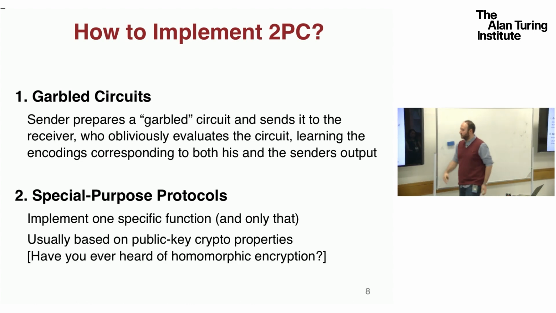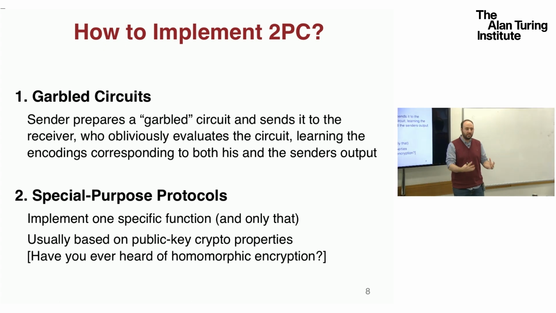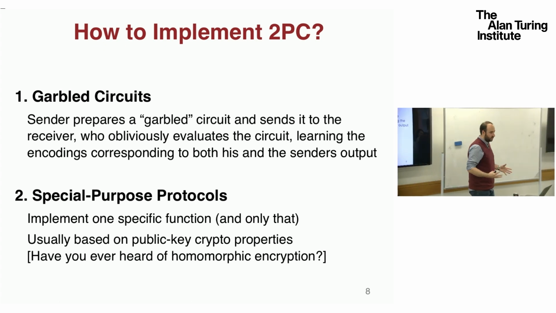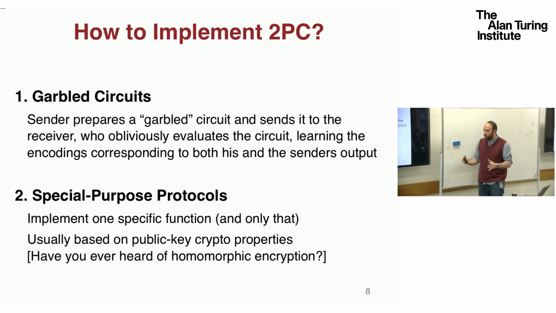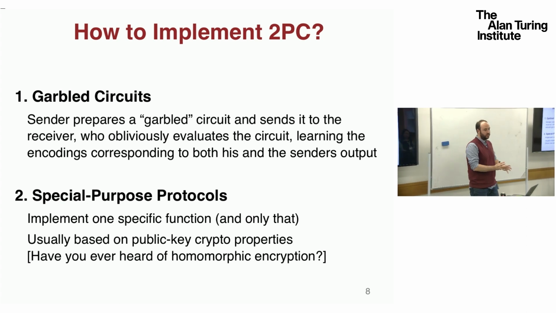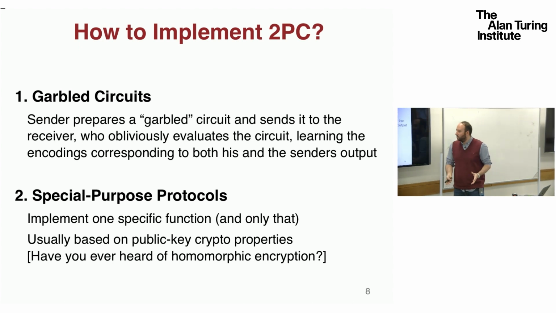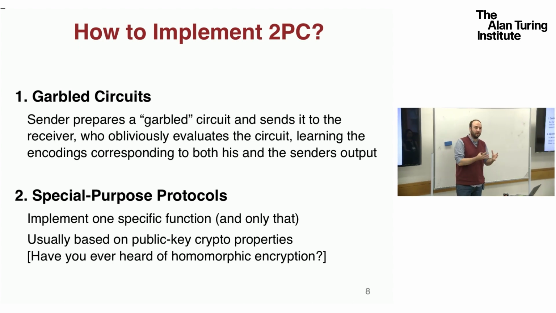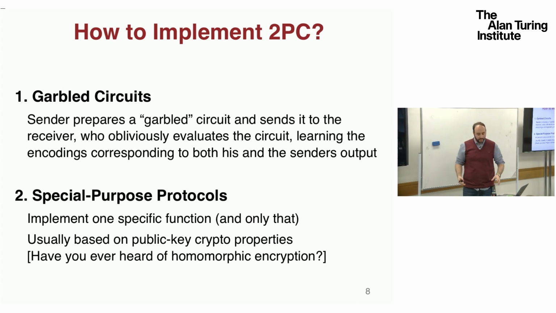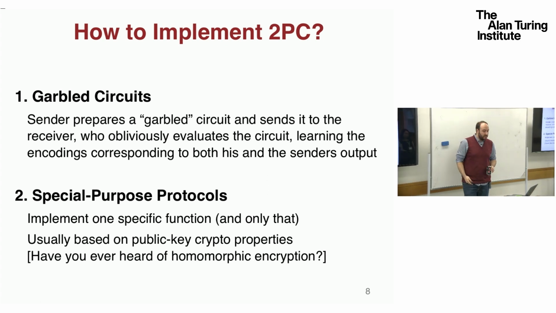And usually the special purpose protocols are built on some public key crypto properties. So have you ever heard of homomorphic encryption? Yes? Okay. So for instance, they build on some of these properties. But again, they are always built on some computational assumptions, like public key crypto, like difficulty of factoring, difficulty of computing discrete log, and so on and so forth. Okay. So now, any questions?